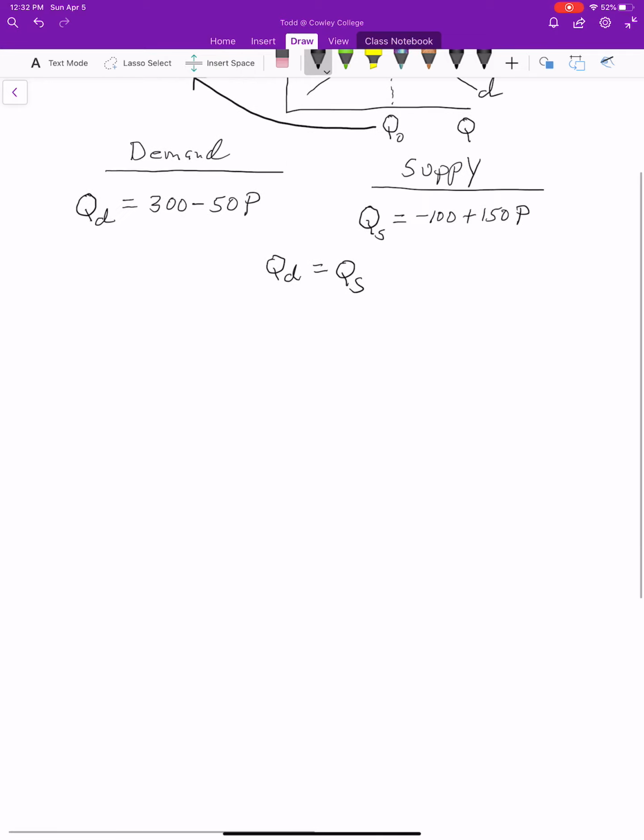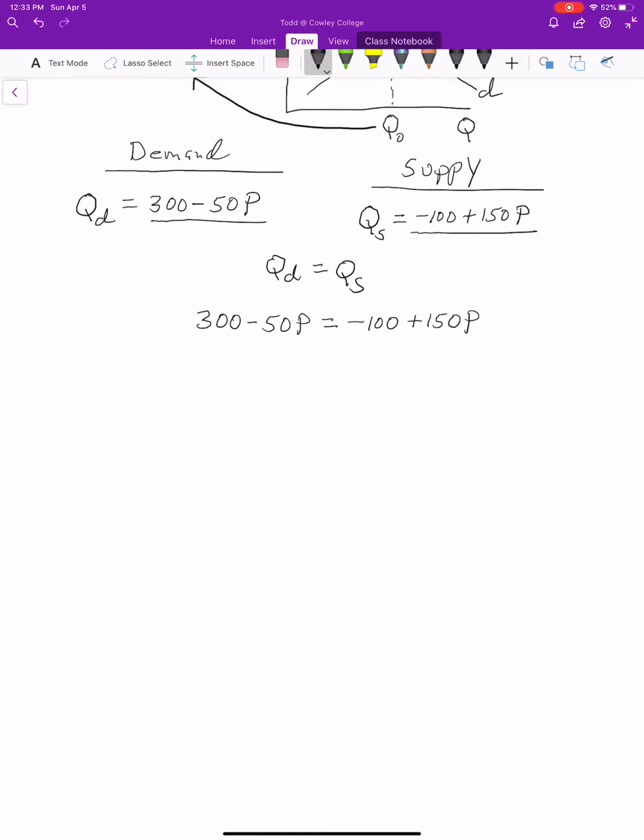So in this case, our quantity demanded, which is this part right here, is going to be 300 minus 50p. We're going to set that equal to the quantity supplied, which is this part right here. So we'll substitute in a negative 100 plus 150p. Now that solves our problem because now we have one equation and one unknown, which is going to be your price. And that's what we're going to be solving for.